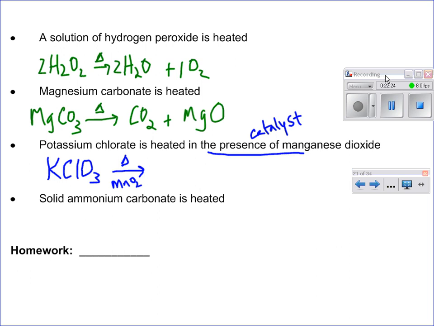Okay? That decomposes. We make oxygen gas and a metal chloride, and then we need a common factor of 6 oxygens, so a 2 there, a 3 there, and a 2 there. And this one we already did. So these are really easy, guys.